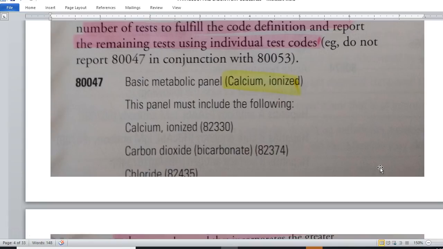So for instance, we could code the electrolyte panel, which is 80051, with the acute hepatitis panel 80074, because the acute hepatitis panel includes hepatitis A antibody, hepatitis B core antibody, hepatitis B surface antigen, and hepatitis C antibody. None of those tests overlap with any of the tests listed under 80051. So again, be careful in making sure the provider didn't check off two by mistake.